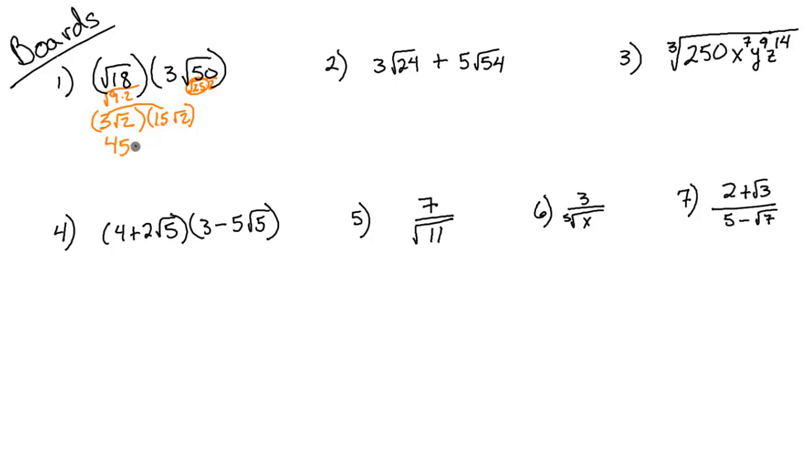Square root of 2 times square root of 2 is 2. This turns out to be a 90. Fascinating. It came completely out of the irrational world. Wow. All right, this one.